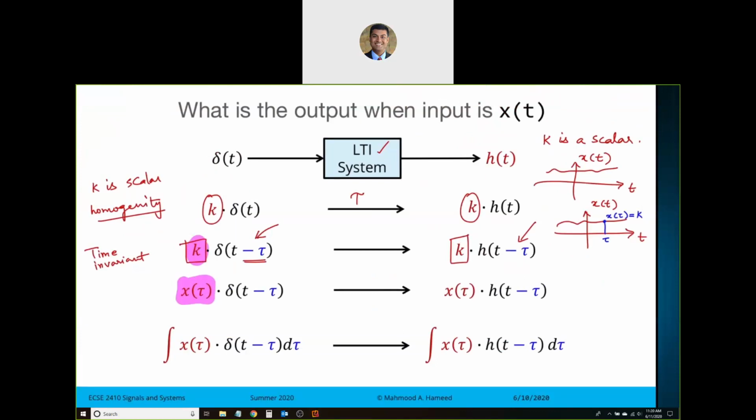And because I do that, I also do the same scalar at the output side. So I've essentially set k as x of tau to go from here to here. And these are the same system operator here, here, here as well. Now I integrate both sides. Integrate. Why can I integrate?